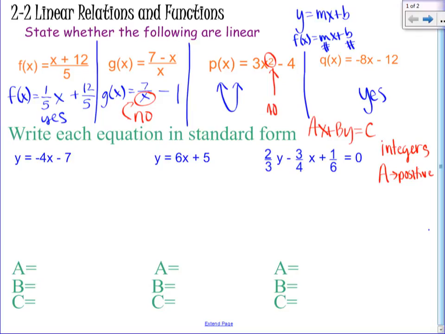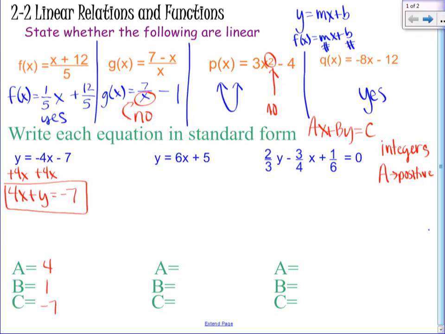So we have to get x and y on one side. So on this one, these first two are in slope-intercept form, so we're going to take them out of slope-intercept form and put them into standard form. Okay, so that's part of your answer, writing the equation. And then they want you to list A, B, and C. Okay, so what's A? What's B? 1. And C? -7.